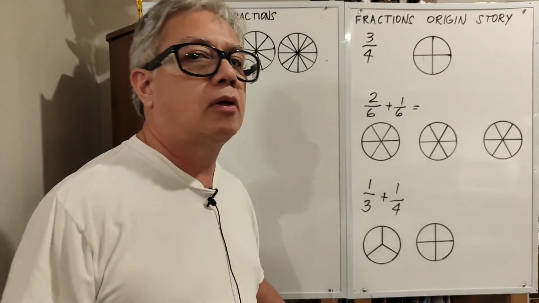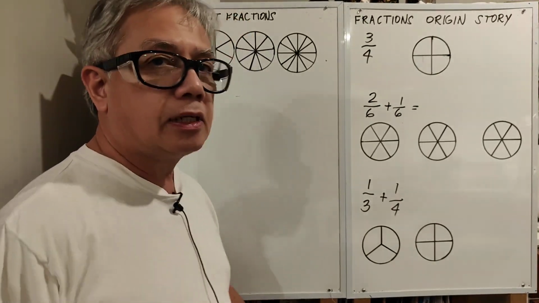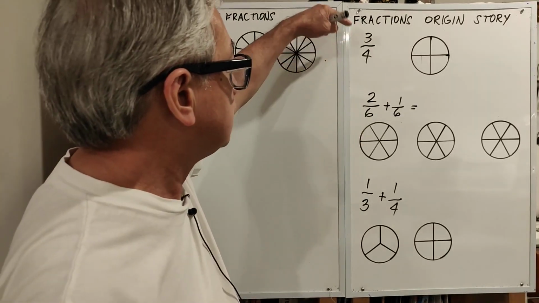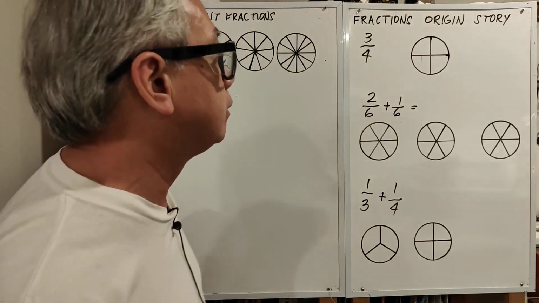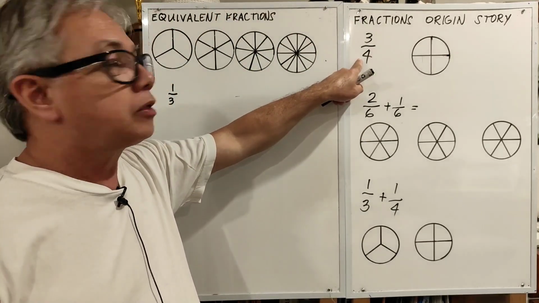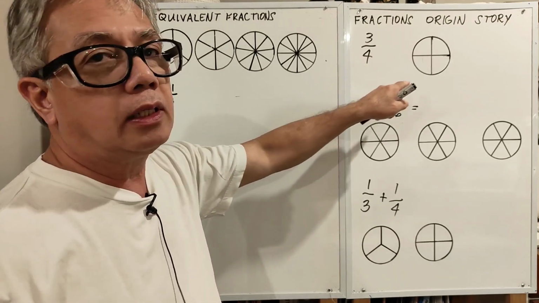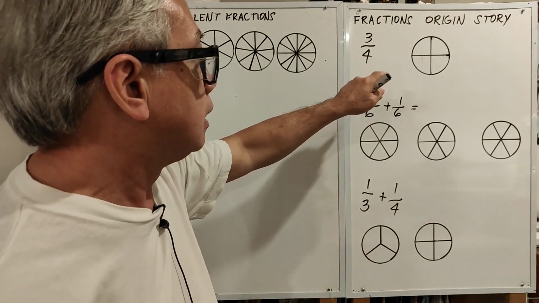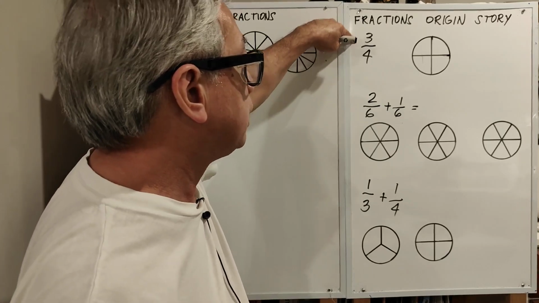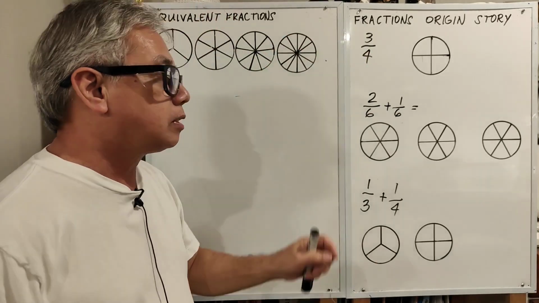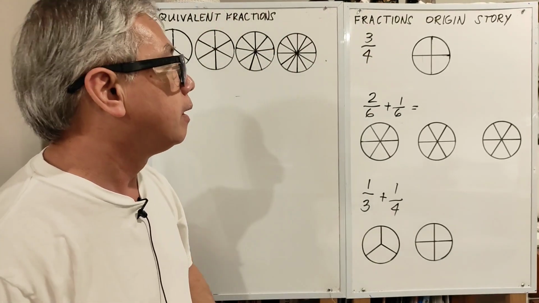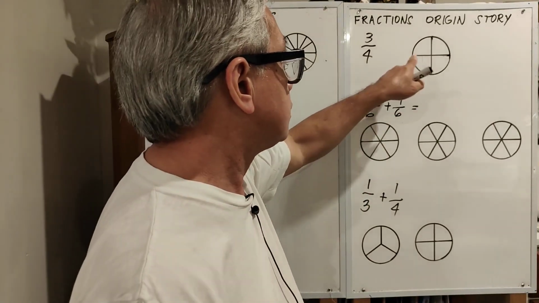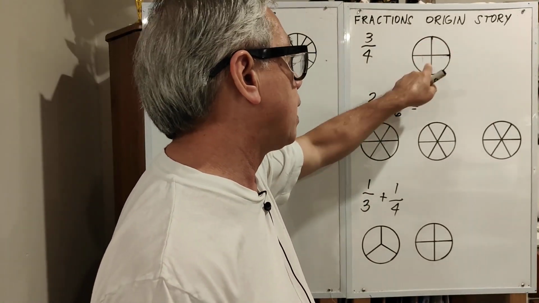Fractions are a part of a whole. It is usually composed of two numbers, the numerator and the denominator. The denominator shows the number of equal divisions, and the numerator shows the actual amount. For example, we have 3/4, so let's imagine a pie.